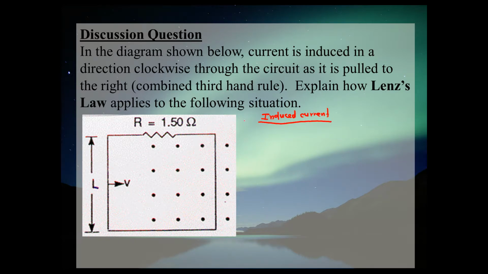So we use the third hand rule, which would tell me that the fingers point out of the page. The input, which is my velocity, is the direction my thumb points, and that would be towards the right. And then the direction of induced current would be my output, and that's the direction that my palm faces. The direction your palm faces should be towards the bottom of the page.